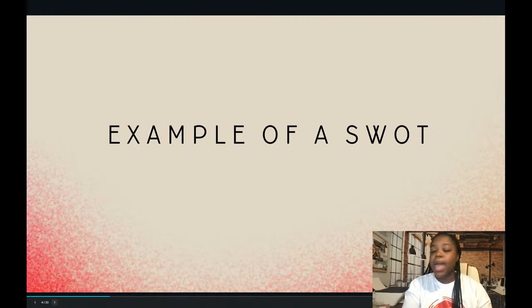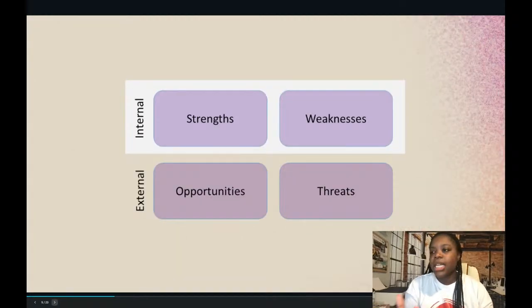Example of a SWOT. What I just did here is this is just a pretty simple screenshot of all the stuff that we just spoke about. But what I want you guys to focus on or notice here is that there's two new words that I had not mentioned before. One, internal, and then another word, external.